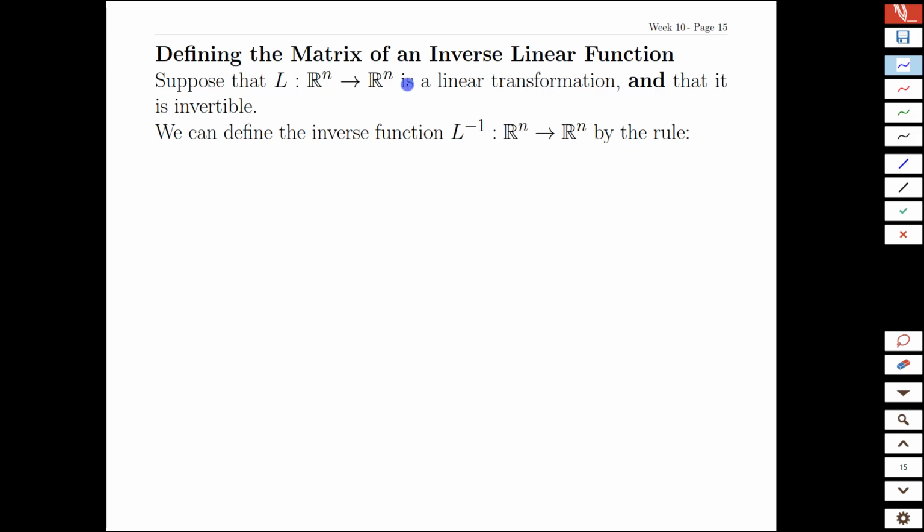At this point, we should be asking ourselves not just do linear functions have inverses, but what would that inverse even look like? Can we actually find the function once we know what the forward transform is? In other words, can we find the formula for L inverse? Well, what do we mean by that?